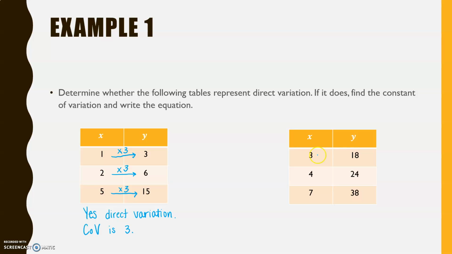If I look here, to get from 3 to 18, I would multiply by 6. 4 times 6 is 24, so I multiply by 6 as well. But here it doesn't work. If I try to do 7 times 6, this one is not going to work. So this is not direct variation. It has to work for all of them.